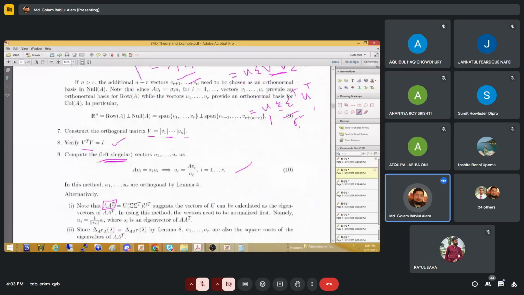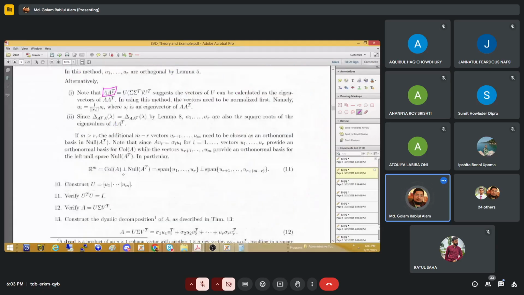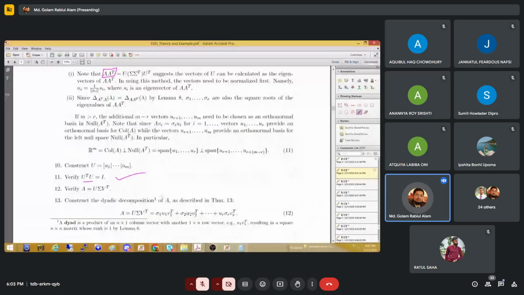Okay, left singular matrix. After that, test whether U U transpose is I or not. If U times U transpose is I, then verify whether this combination will give us A or not. Then we can think about the decomposition.